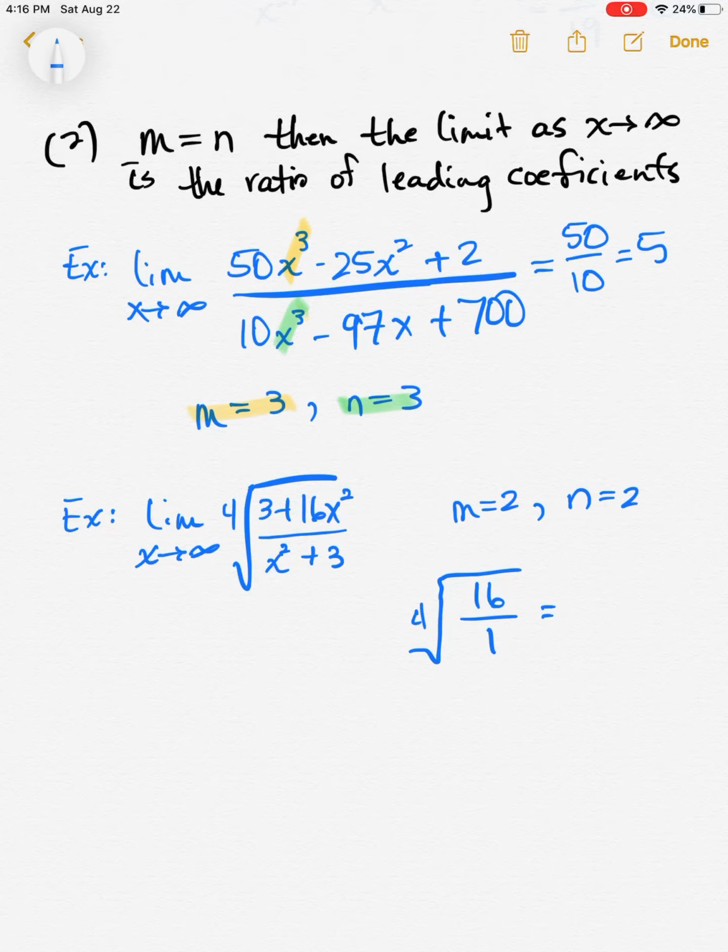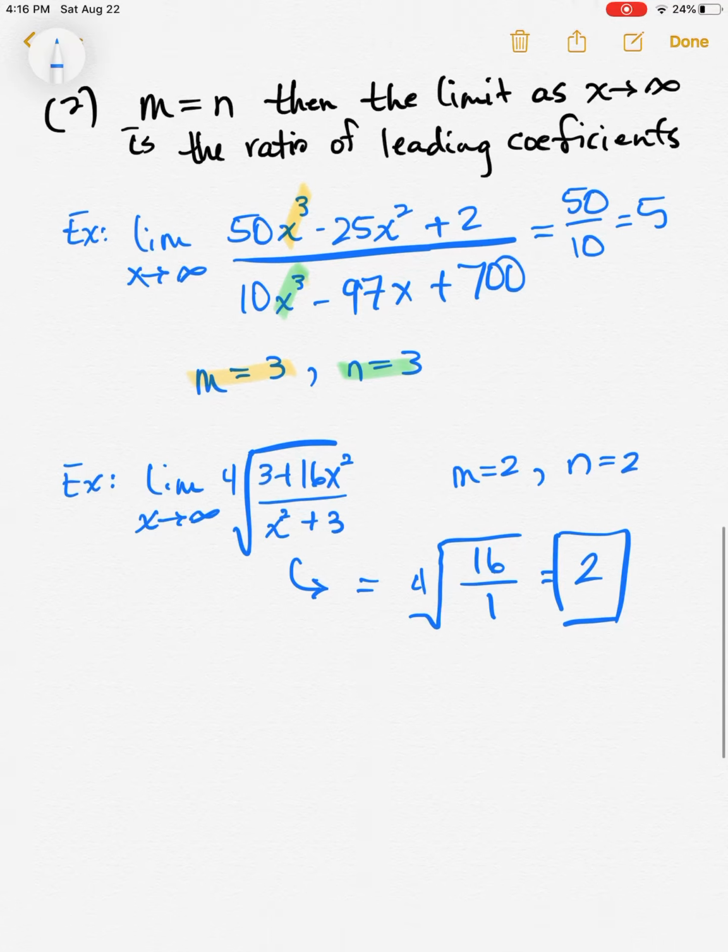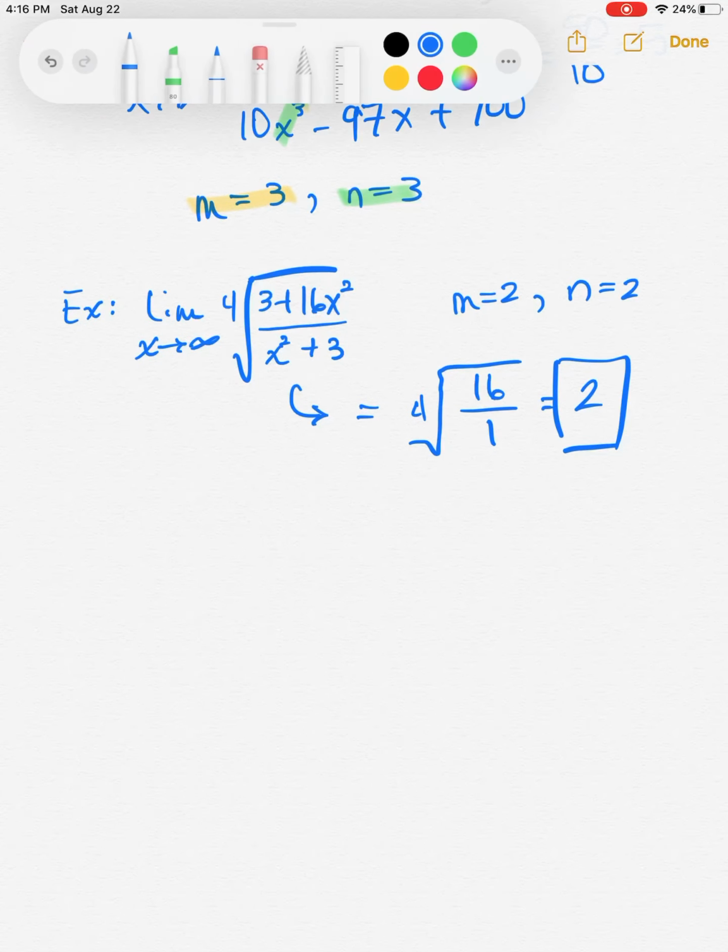The fourth root. So the final answer for your limit is equal to the fourth root of 16, which is 2, over the fourth root of 1, which is 1. Final answer is 2. See, saving your life. That's what I do, okay?